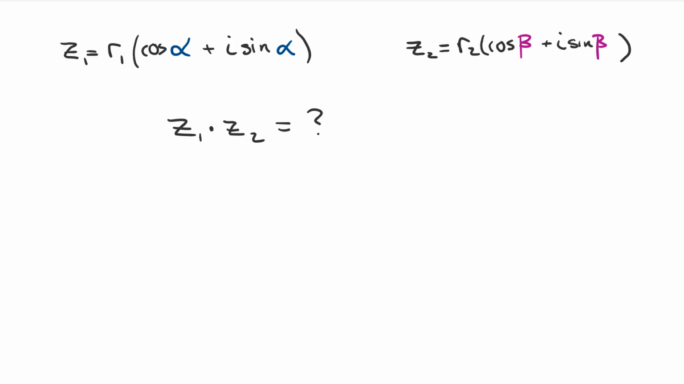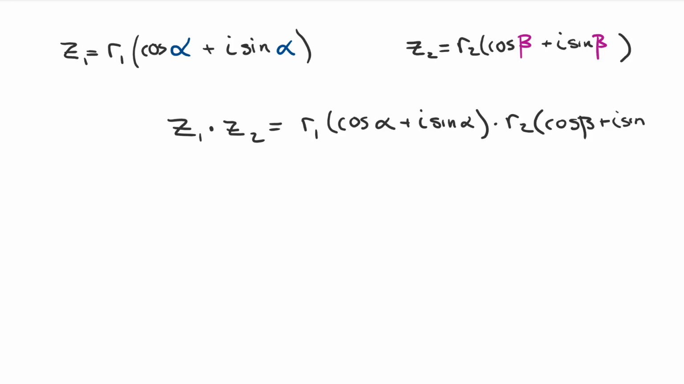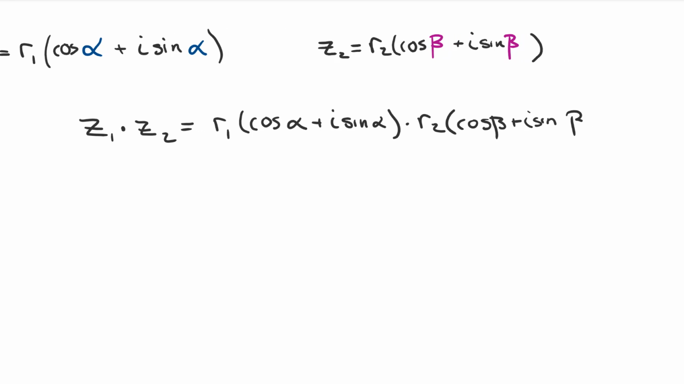So we want to know what they are? Well, let's do it. I'm going to do this in a general form so you don't have to. So let's take our first one. R1 cosine of alpha plus I sine of alpha times our R2 times cosine of that beta plus the I sine of beta.